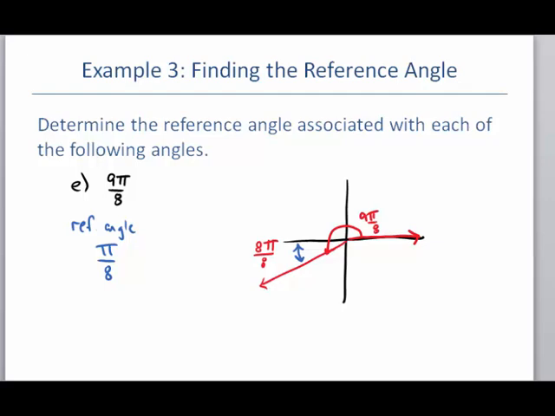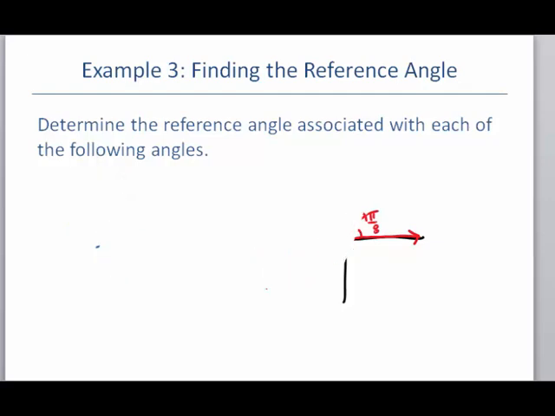All right, and then the last one that we're going to look at is negative 655 degrees. So this one has a couple of things that we haven't seen. First of all, we have a negative angle, so we haven't done one like that. And this one is also bigger than 360. So let's look at what happens when we draw this angle out.